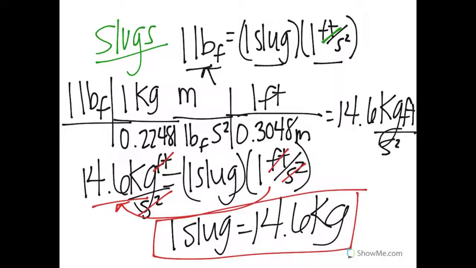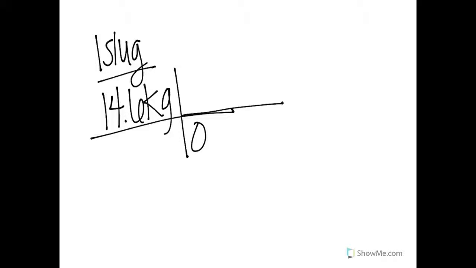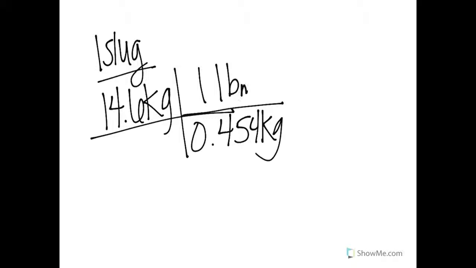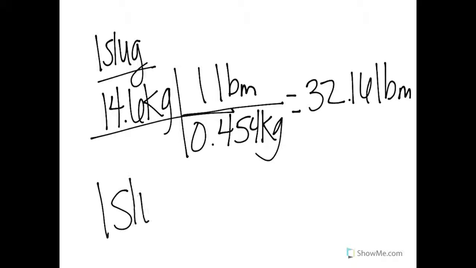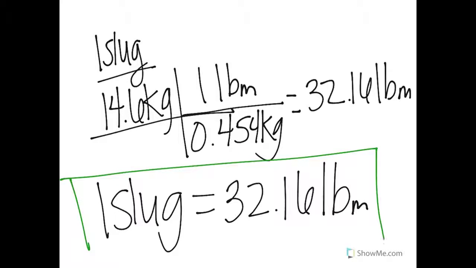Now, when we want to compare slugs to pound mass, because they're both mass figures, we have one slug, which is equal to 14.6 kilograms, and we already know that 0.454 kilograms is 1 pound mass, so that is equal to 32.16 pound mass. So we can say that one slug is equal to 32.16 pound masses. And that's a nice conversion.